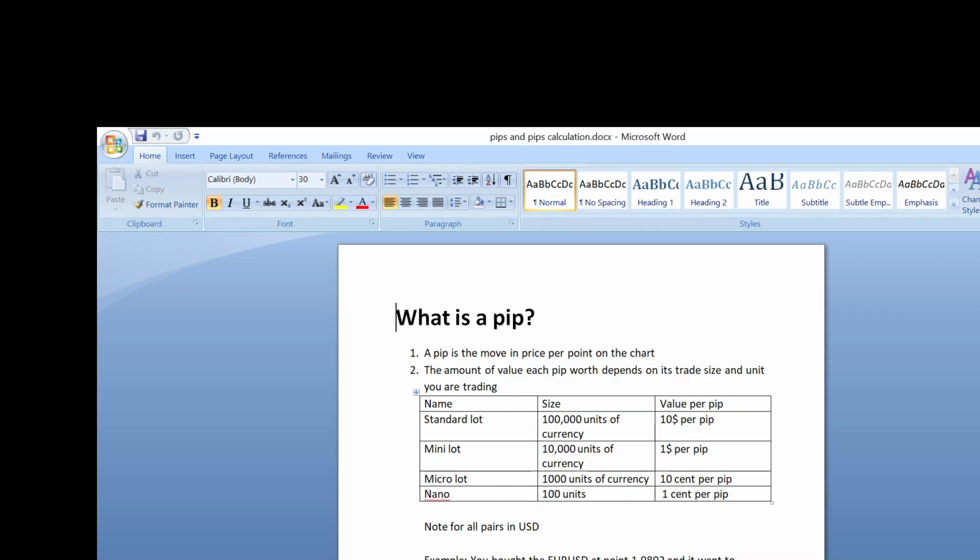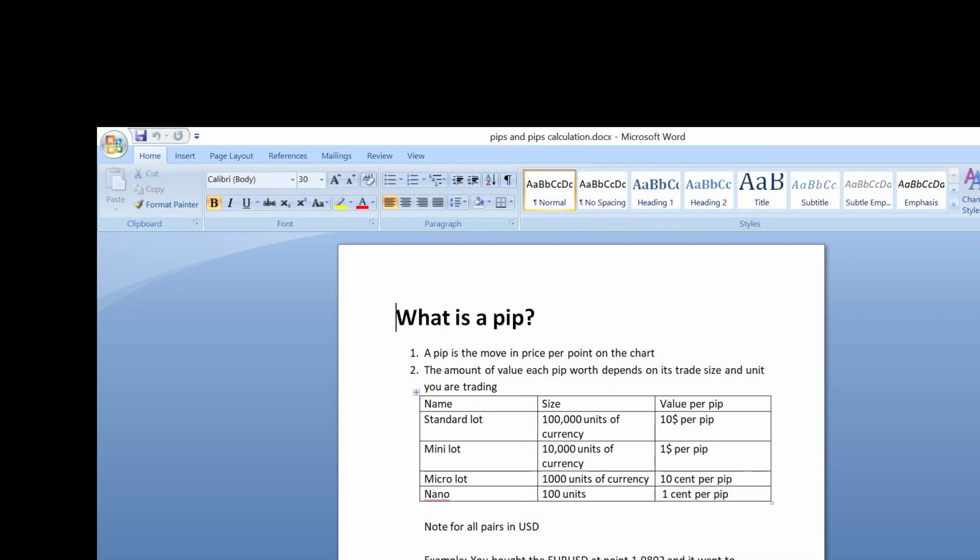So what am I trying to say? For a standard lot, we have 100,000 units of currency. For mini lot, we have 10,000 units of currency. For micro lot, we have 1,000 units of that currency. For nano lot, we have 100 units of that currency. And value per pip, let me explain this value per pip.